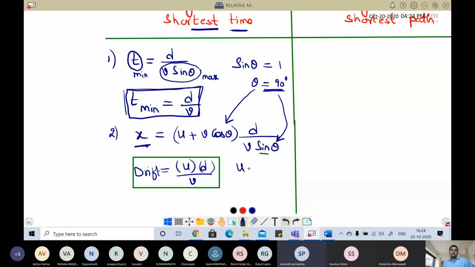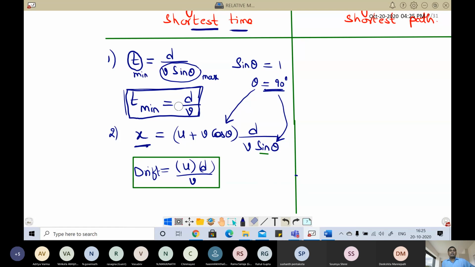Here cos theta is cos 90, so cos 90 is 0. Then it is v into cos 90, which is v into 0, which is 0. Plus u is u, no? So that is the expression.